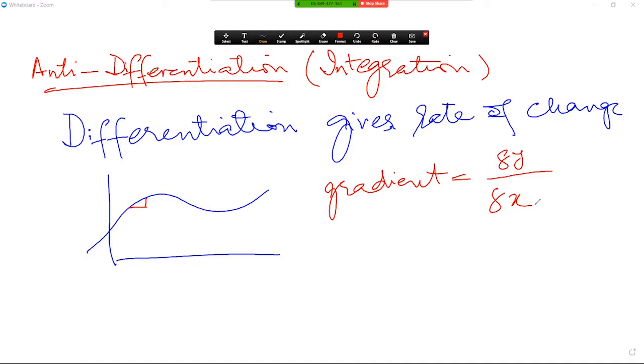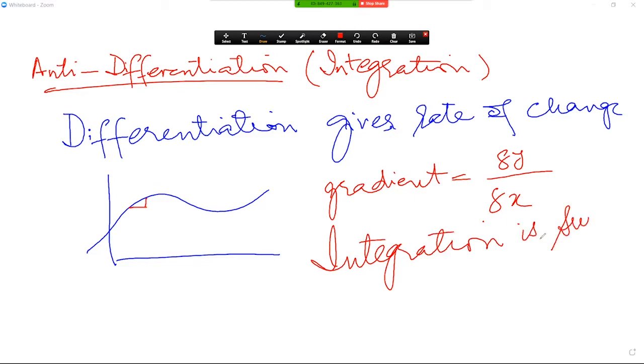In the case of integration, or anti-differentiation, it is the opposite. It is like a summing up. Integration is summing up. And just like division and multiplication are reverse processes, the same is the case with integration or anti-differentiation. It is a reverse process of differentiation.